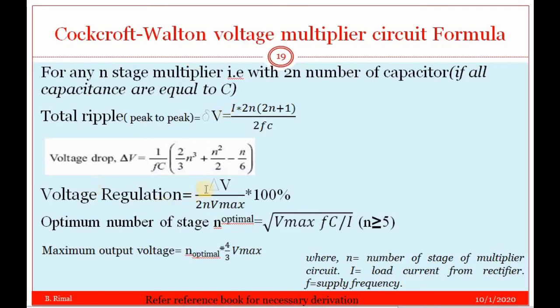And the voltage regulation would be voltage drop divided by 2n into Vmax into 100. Similarly, in these types of numerical problem, you might be asked to find the optimal number of stages. For this, you can use this formula. This is applicable for number of stages that is equal to or greater than 5. Similarly, maximum output voltage for that optimal number of stages is given by this formula, where n is the number of stages of the multiplier, and I is the load current for rectifier, and f is the supply frequency.